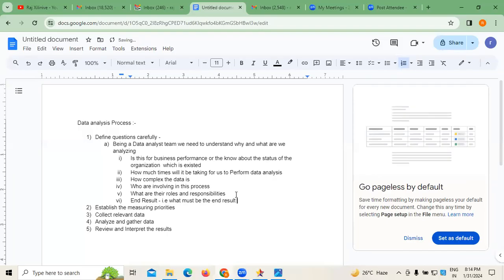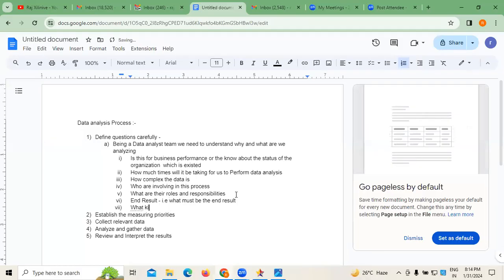What must be the end result? Next, what kind of information do we require to gather? What kind of information do we require to gather?